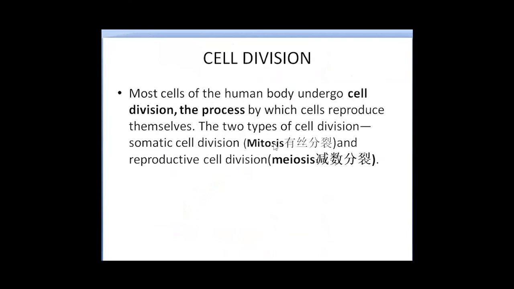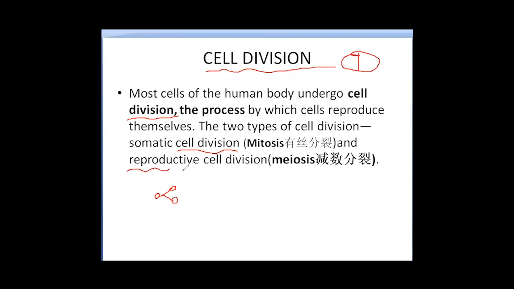Then we're talking about cell division. Cell division means one cell dividing into two cells. That's the way the cells make a copy of themselves. So for cell division, we have different types. One is for the body cells. Body cell division is basically for repair. One cell through the copy gets two exactly the same body cells.